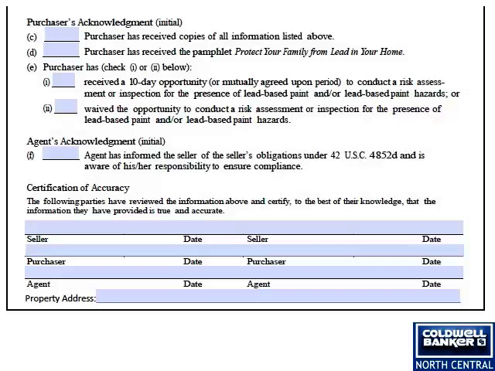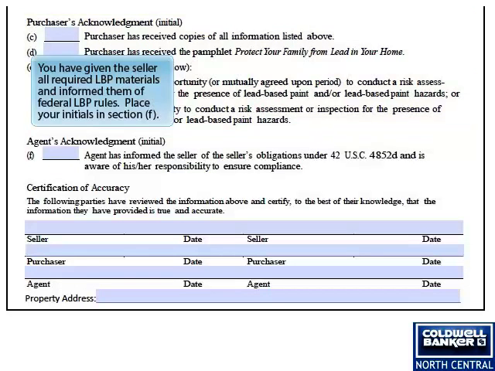Since the property is currently being listed, there will be no completion of the purchaser section. You have given the seller all required lead-based paint materials and informed them of federal lead-based paint rules. Place your initials in section F.